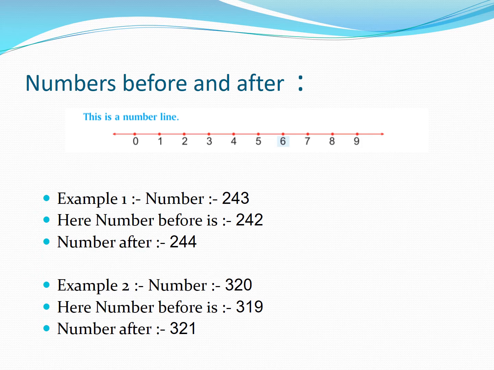So now look at the number line. Which number is there before 3? 2. Very good. Hence, to get the number before 243, we will change its ones place value from 3 to 2. Very good. So, we find the answer for the number before is 242.